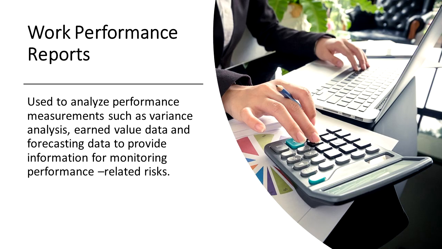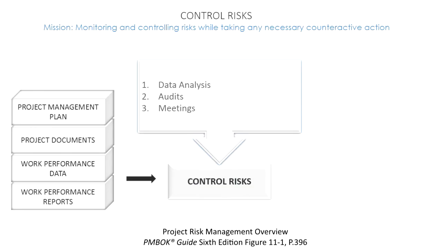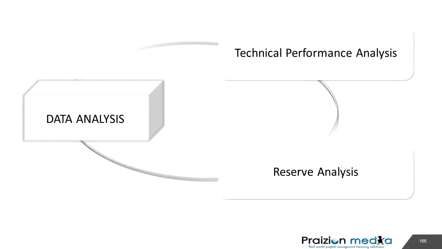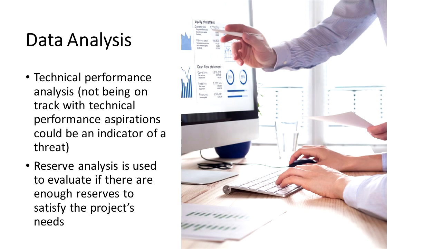Let's talk about the tools and techniques. The first one is data analysis. We could take a look at the technical performance on a project. Less functionality than planned at a milestone could be a red flag. For that reason, we want to be aware of technical performance measurements.